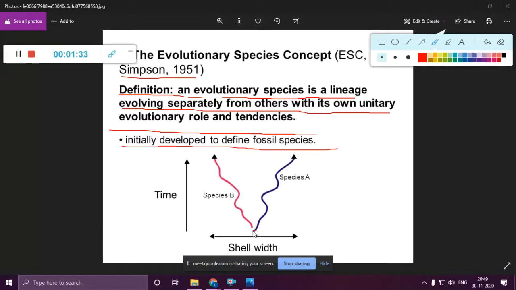So, this is an ancestor. It is evolving into another one. More changes are coming, and more changes, till the final changes come. So this whole lineage is one species. So according to the evolutionary species concept, prehistoric man, and even what was there before prehistoric man, all belong to the same evolutionary species. It is very useful in the classification of horses.